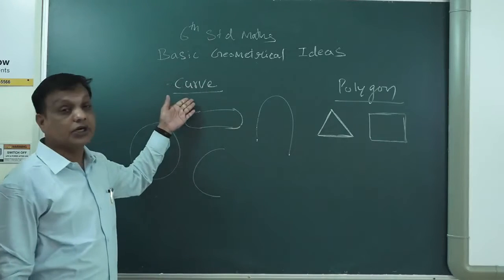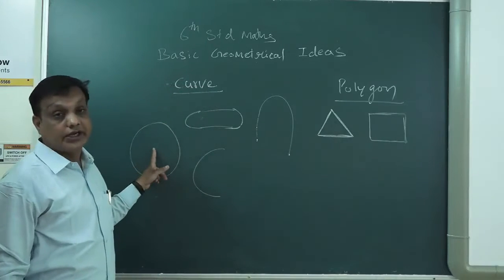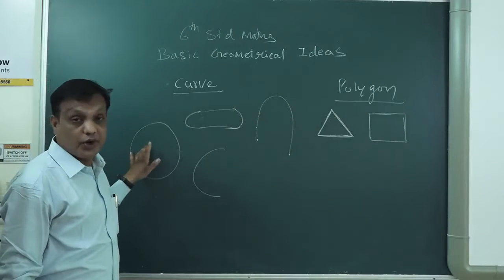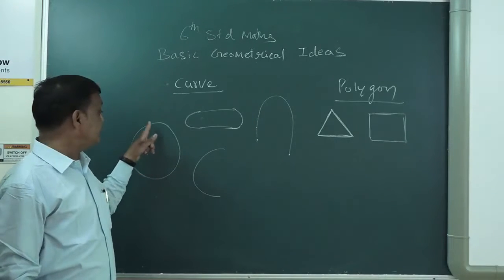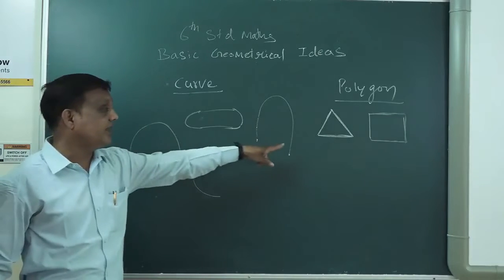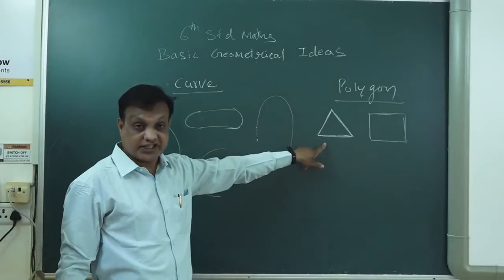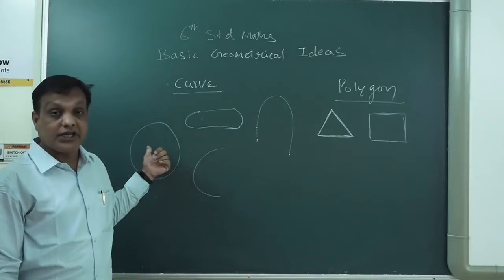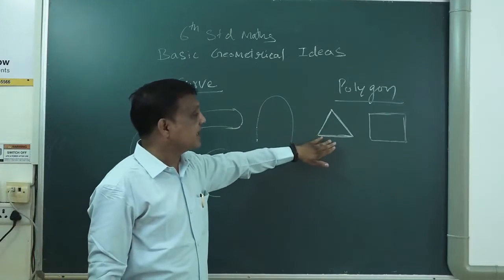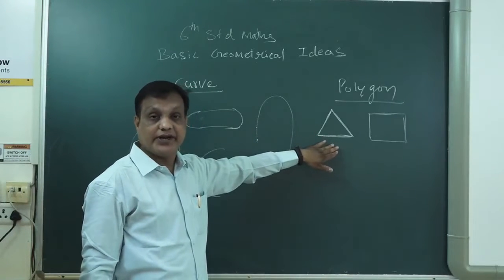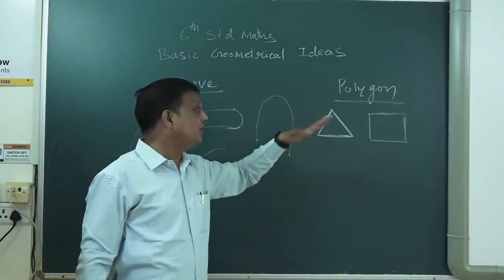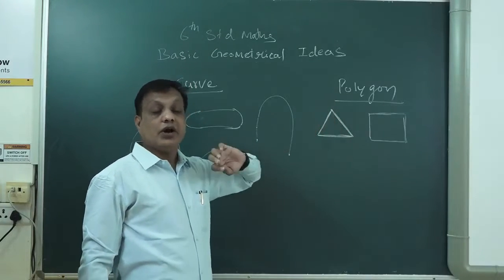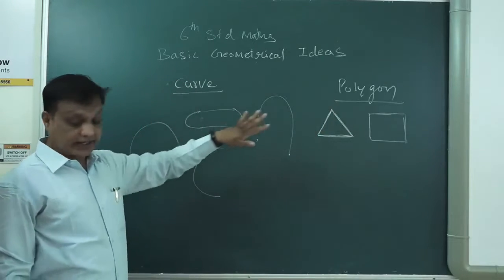Now if you come to the curve, the circle is not a polygon. What is a circle? Circle comes under the curve, because it is made by curved lines, and this is made by straight lines. The circle comes under the curve, and all the figures, triangle, square, rectangle, pentagon, hexagon, septagon, parallelogram, all come under the polygons. Now this is curve and that is polygon.